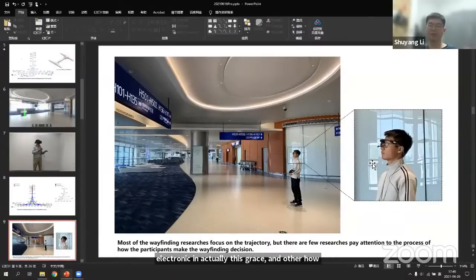How these elements affect the participants to make the wrong wayfinding decision, I think, is very important for future design optimization. Eye tracking technologies can provide a great help for this research.